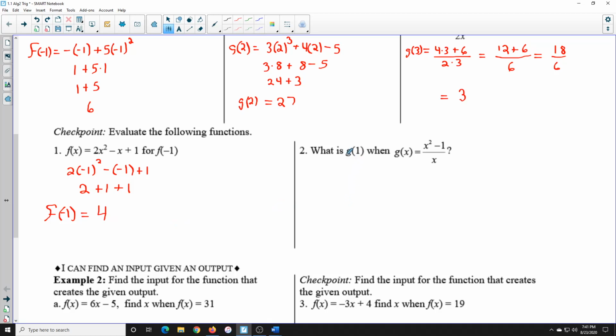That's the same thing. So now it says, what is g of 1 when this is our function? So it's the same thing. It's just a different way of asking. But the 1 goes into all the x's. So g of 1 equals, we have 1 squared minus 1 all over 1. So we plug 1 in, we get, so 1 squared is 1 minus 1 is 0. And then that would be over 1. So we end up with 0 as our answer.